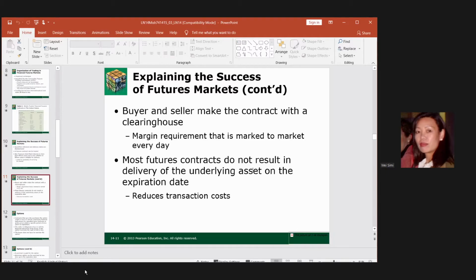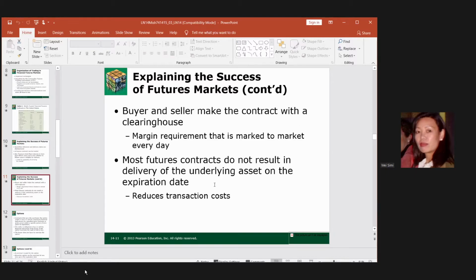So most futures contracts do not result in delivery of the underlying assets on expiration day. Normally they don't, because, like I say, I don't want corn, I don't want a cow, I don't want a steak, for example. I just want hedging. That's why most of these people are hedging. They just offset the position and close it at the expiration day, not deliver.